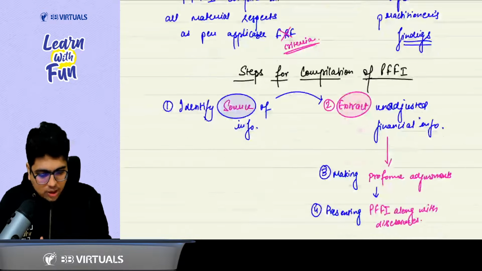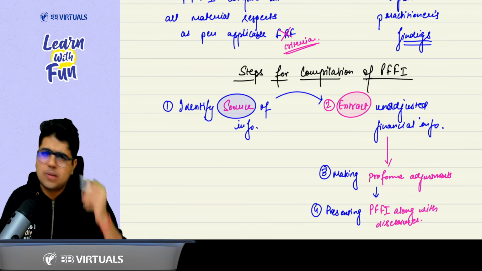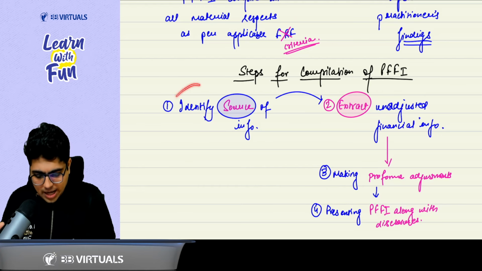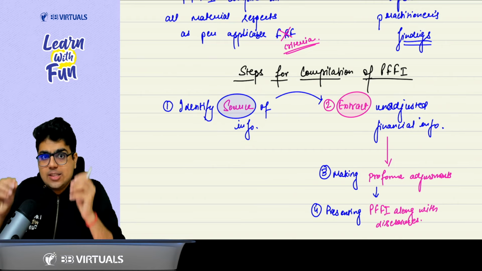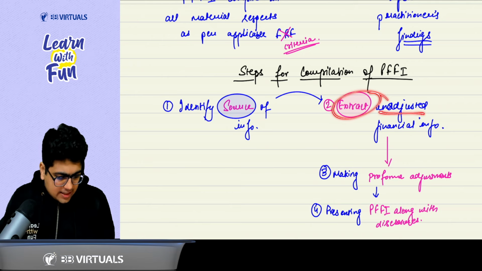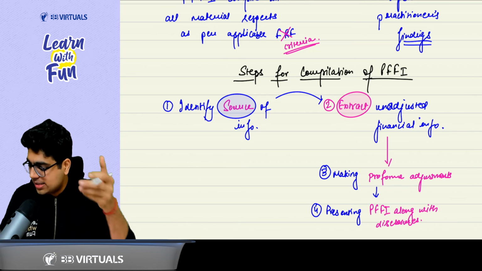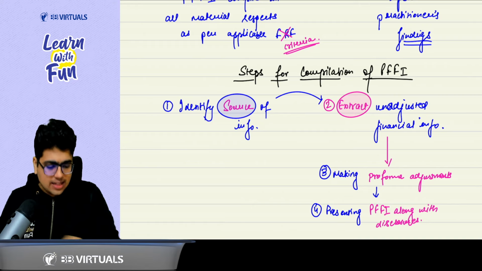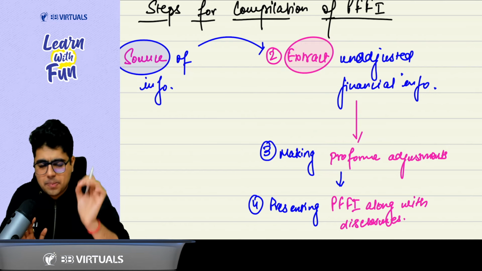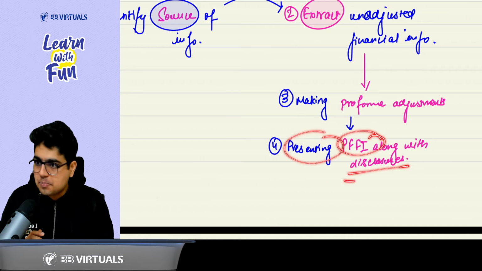Okay sir. Now sir, what are the steps of compilation of PFFI? Very easy. You take the financial statement, that is the normal financial statement. These are called what? Unadjusted financial information. So identify the source of such information. Once you have identified the source, extract the unadjusted financial information. Once you have extracted the unadjusted information, make the adjustments. And once you have made the adjustments, properly present and disclose the PFFI. Make sure you are presenting the PFFI with proper disclosure.